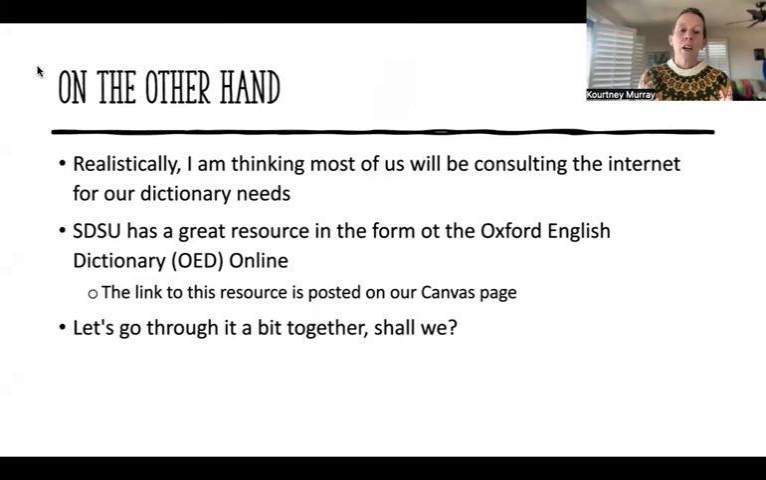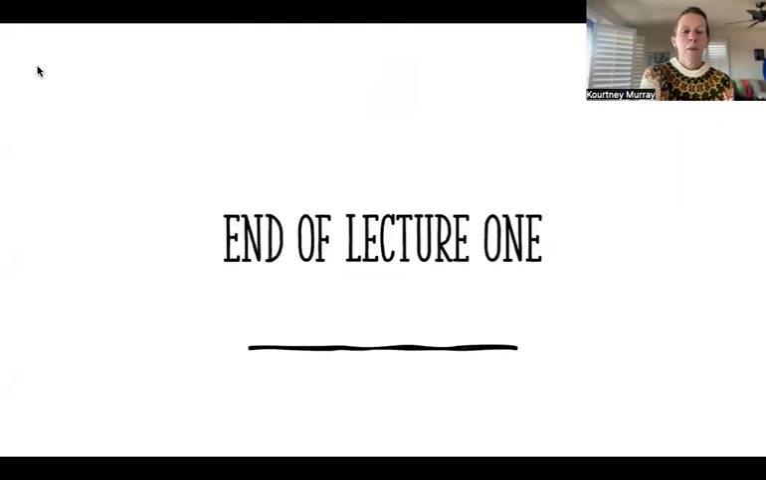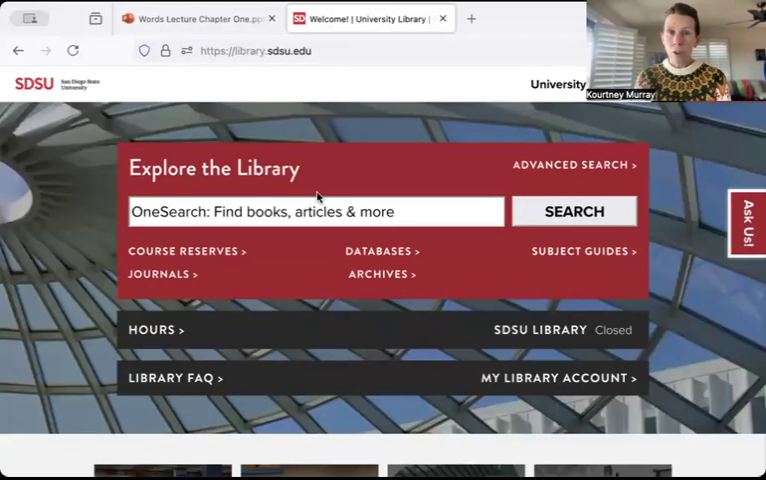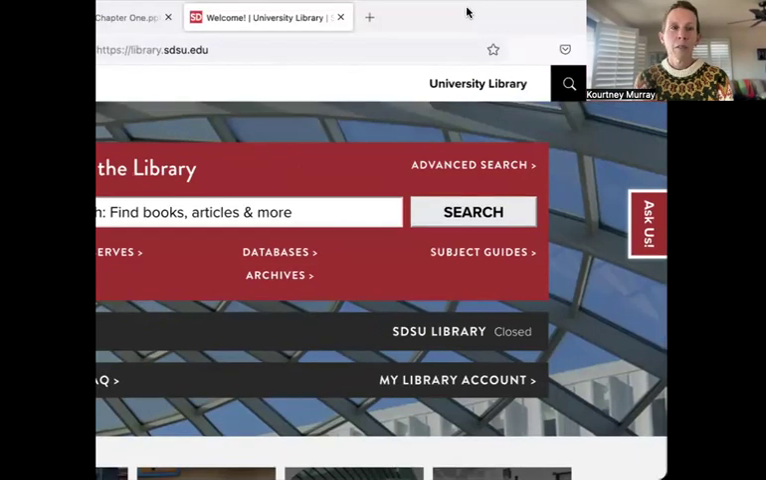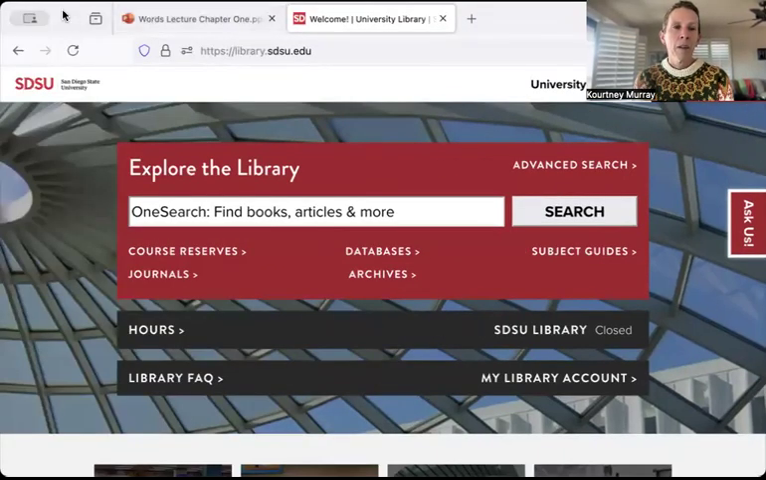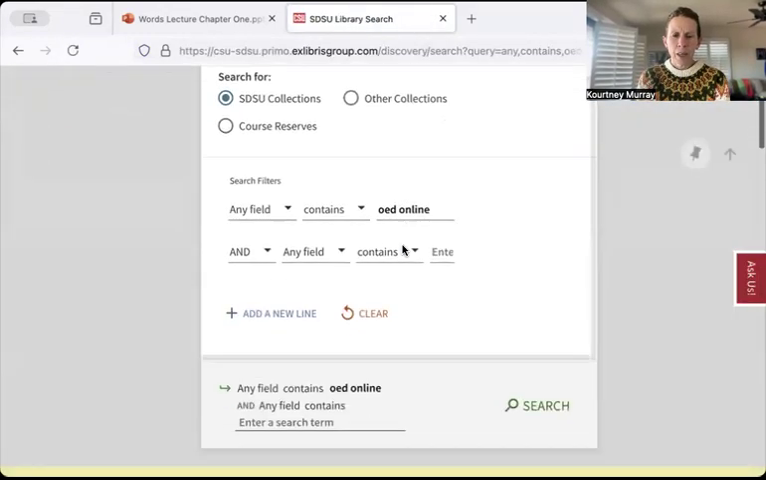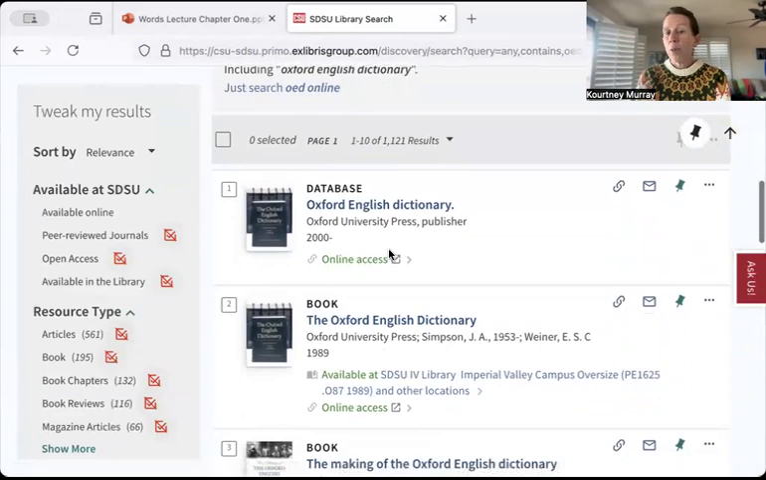So what you will do to look at the OED online is go to the SDSU website and search "OED online." I think it's the second entry that comes up. Oh, no, it's first. Great.